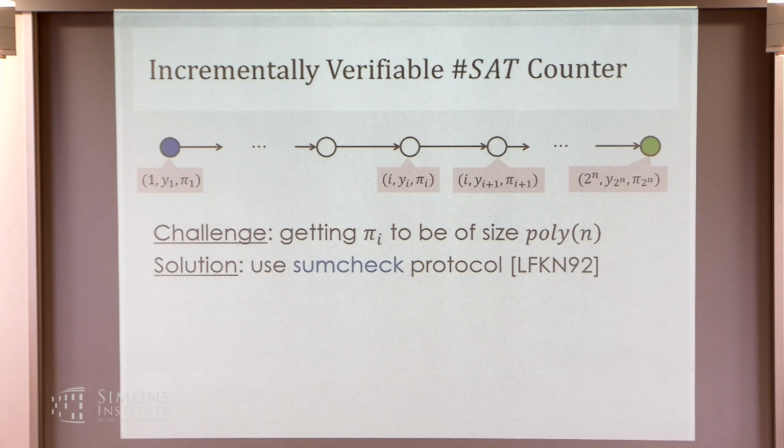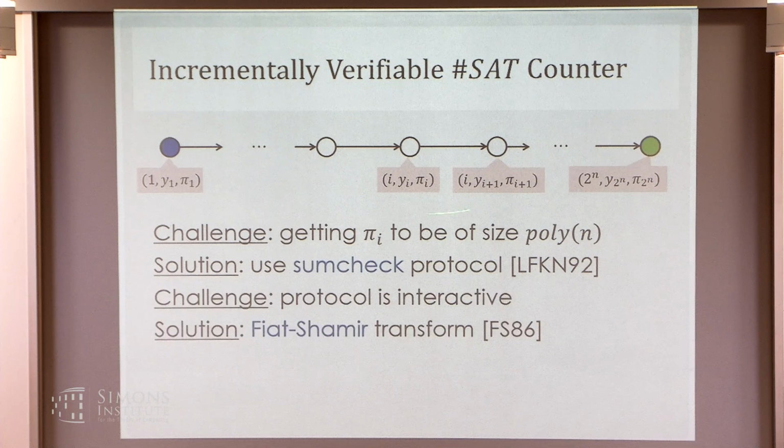But that's an interactive protocol, whereas here we have no interaction. We just want a non-interactive proof, and that's where we use the Fiat-Shamir transform. Using the Fiat-Shamir transform on the sum-check protocol gives us these non-interactive proofs that are verifiable in polynomial time, showing that the number of satisfying assignments really is the claimed y.